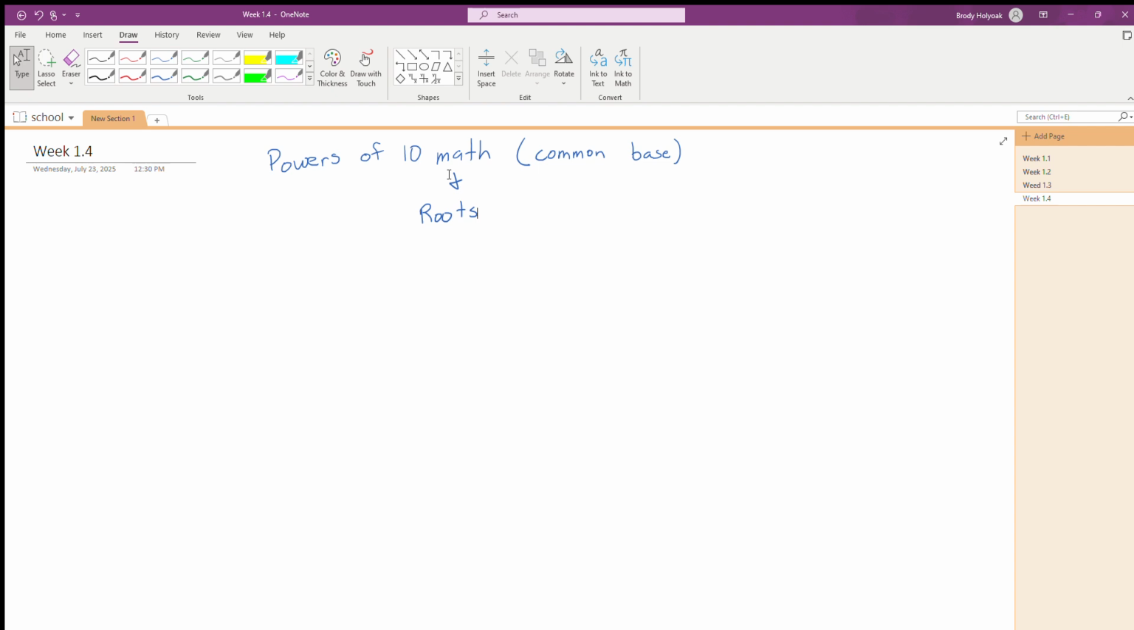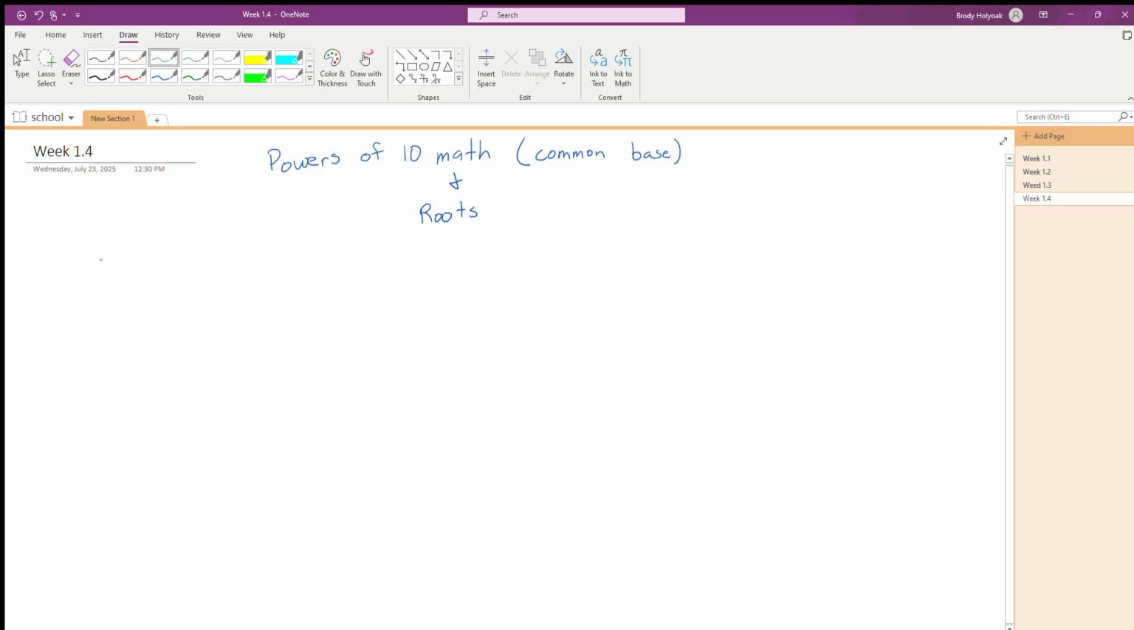And then we're also going to talk about roots. Now, roots can be kind of a complicated topic, but hopefully after this explanation, it'll be a lot easier to understand. So the first thing we're going to look at is when we come into a power of 10, we need to know how to manipulate it.